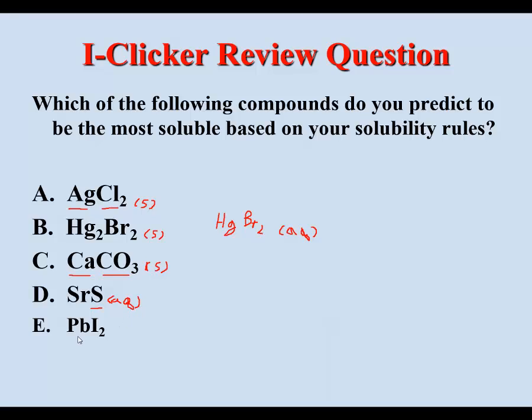If I see lead(II) iodide, well, chloride, bromide, and iodide are usually soluble, but there were a few exceptions. Remember that if I have chloride, bromide, or iodide paired up with lead, mercury(I), or silver, they form precipitates. So this would be another precipitate here. Based on our solubility rules, we predict A, B, C, and E would definitely form precipitates. The strontium sulfide would be the most soluble because I have an alkali metal sulfide.